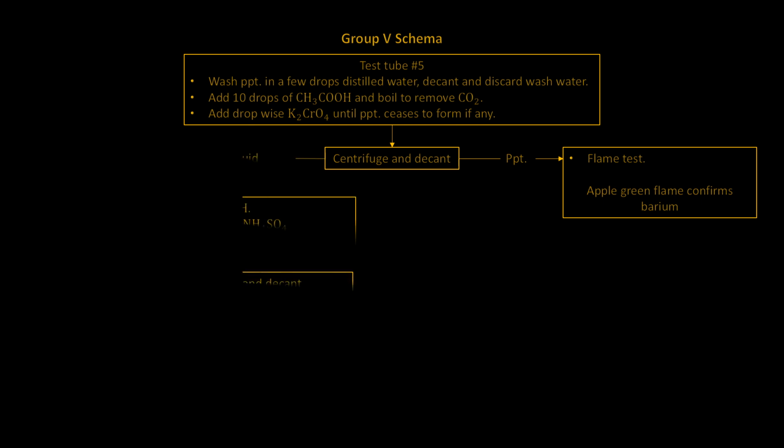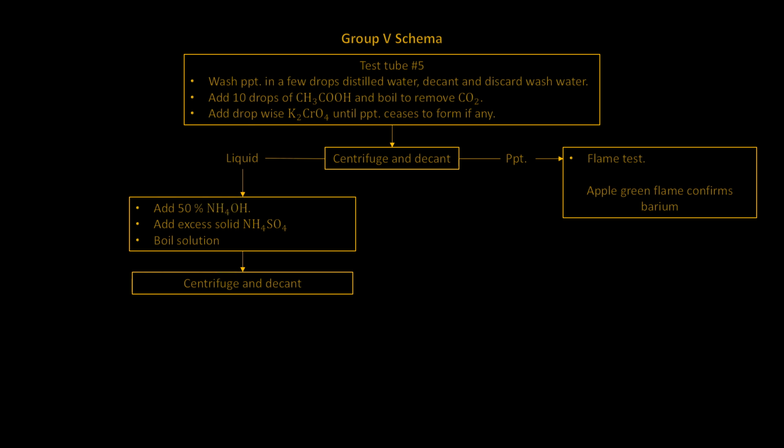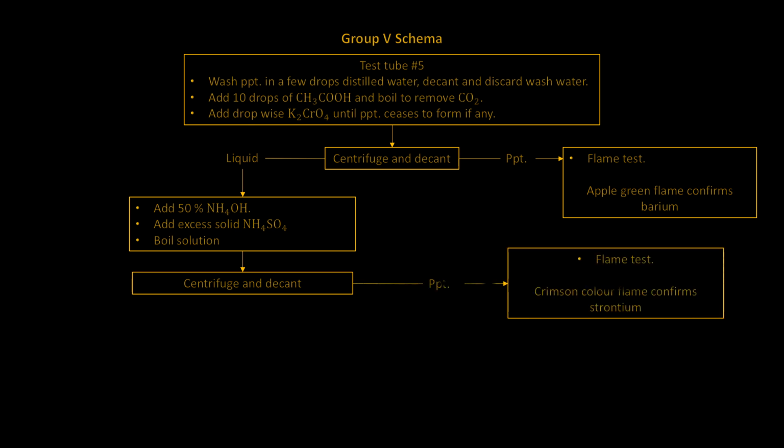Now to the filtrate, that is the liquid portion, add a few drops of ammonium hydroxide. Then add an excess amount of solid ammonium sulfate. Then boil the liquid. Centrifuge and decant any precipitate that is formed. Take a small piece of precipitate using a clean stainless steel wire scoop and burn it in the Bunsen burner flame. If the result observed is a crimson-colored flame, it confirms the presence of strontium.